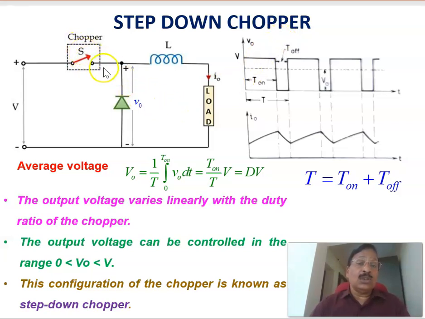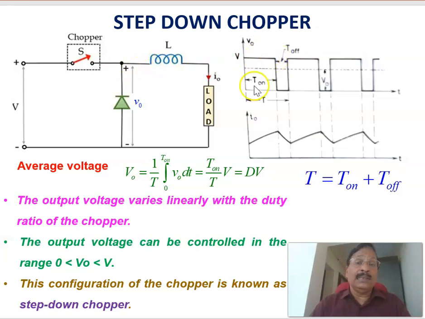When the switch is on, the diode is reverse biased because here you're getting a positive voltage. Therefore, the diode does not conduct, and this voltage becomes the same as the input voltage. V0 will be the same as the voltage V. So in the plot, the output voltage V0 will be the same as the input voltage V.